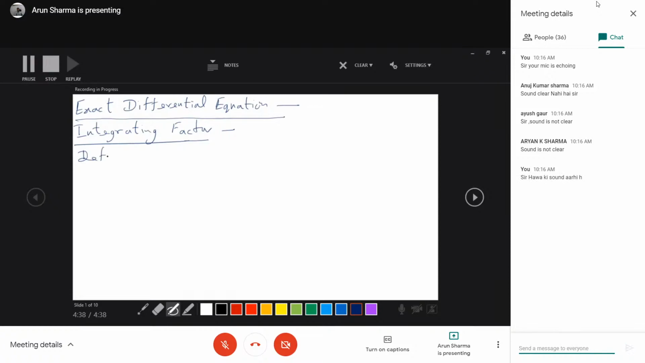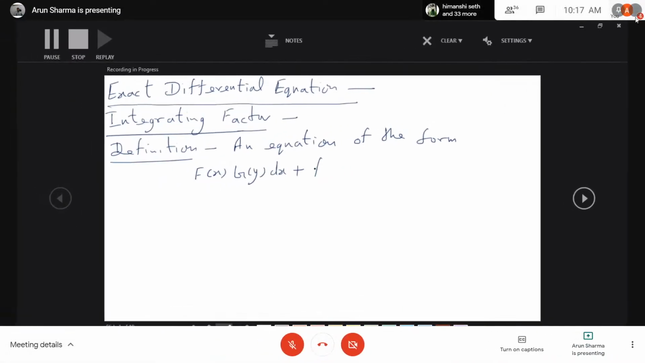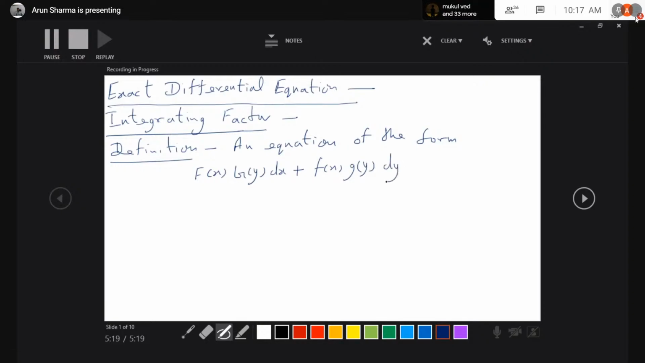Today I will define variable separable. An equation of the form f(x)g(y) dx plus f(x)g(y) dy equals 0 is called an equation with variables separable.